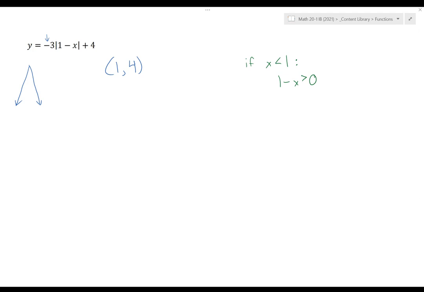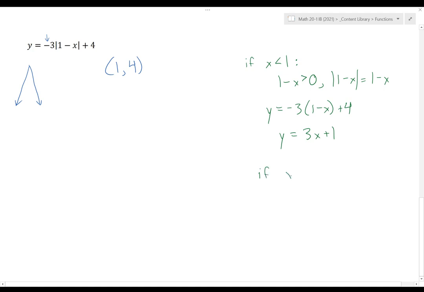No, not the case. So if I take a number that's smaller than 1, for example, -17, 1 minus -17 is +18. That's a positive number. So that means the absolute value of 1 minus x just is 1 minus x. So in this part of the domain, the equation is y equals -3 times 1 minus x plus 4, which we can simplify to 3x plus 1.